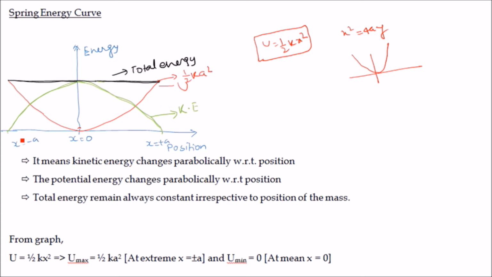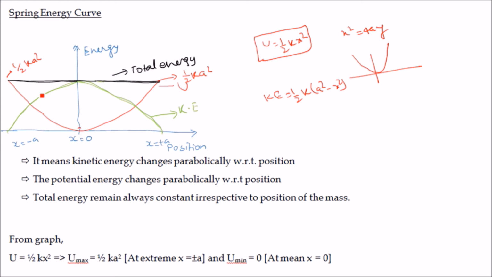So whether it's left extreme or right extreme, the value will be half k A square. Now if we consider the curve of kinetic energy, so kinetic energy is given by 1 by 2 k (A square minus x square). So how will we draw this curve?